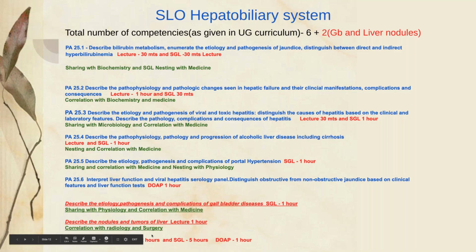So the total number of hours, I think, comes to now, it is lectures 3 hours, 3.5 hours, I think, small group learning 5 hours, and your do, observe as 1 hour. So it comes to 9.5 hours. But if a couple of things go with biochemistry and with microbiology, then probably this can be reduced. Somehow I had a feeling hepatobiliary system was given 10 hours. I'm not sure about that. Yeah, we'll see that, madam, when I check it out.